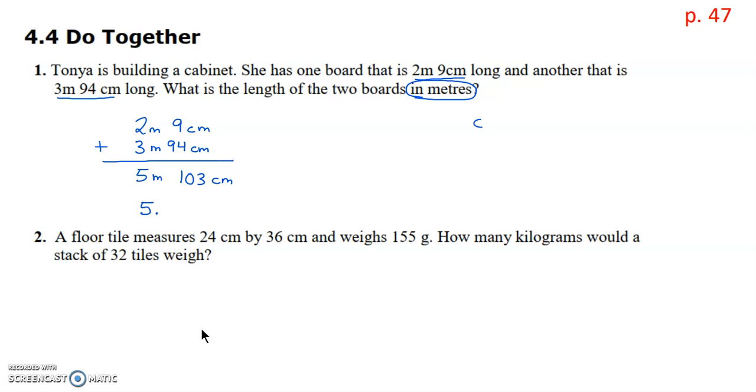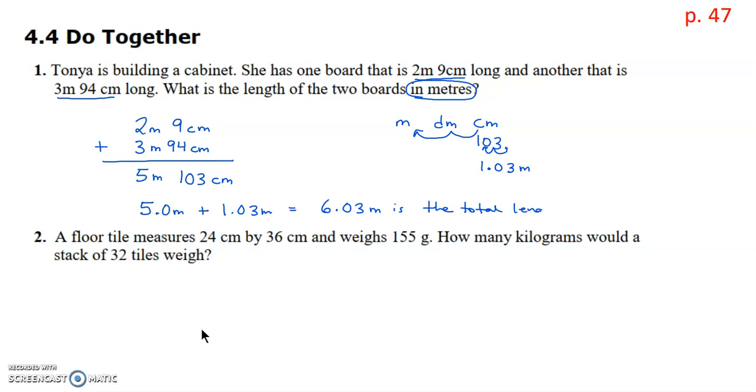So if I look at my number line, centimeters, then decimeters, then meters. So if I'm going from centimeters, 103, to meters, that means I'm going to move 2 decimal places to the left, which gives me 1.03 meters. So that 5.0 meters plus the converted centimeters, 1.03 meters, gives me a total in meters of 6.03 meters as the total length.